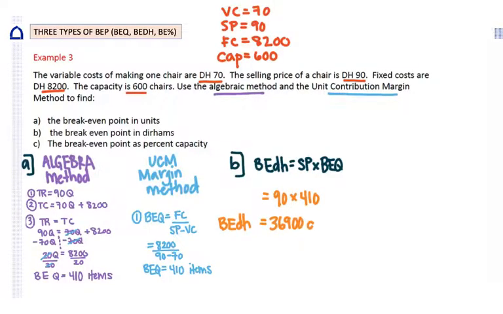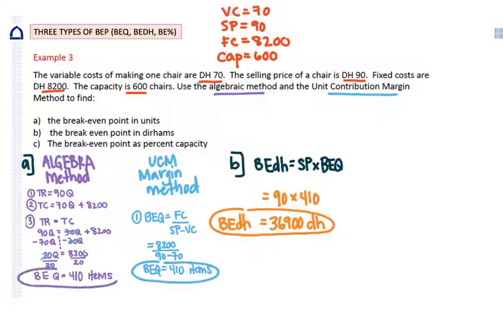And so we will get the break-even amount in dirhams is 36,900 dirhams. That means if we collect 36,900 in our cash register, then we break even. If we collect less than that, then we have loss. If we collect more than that, we have profit.